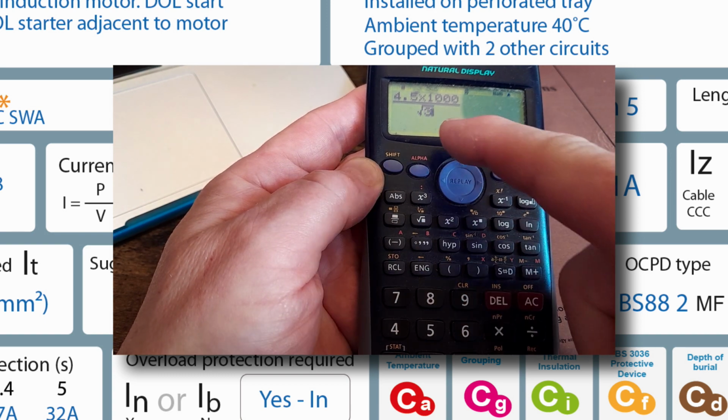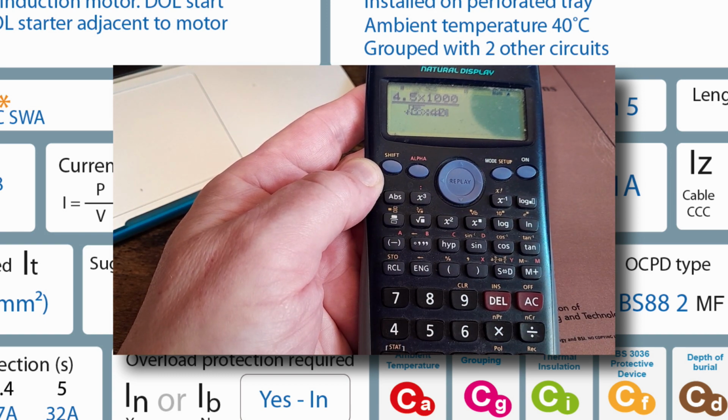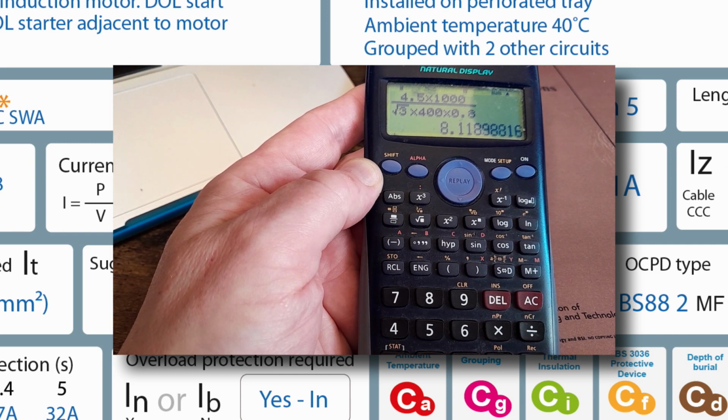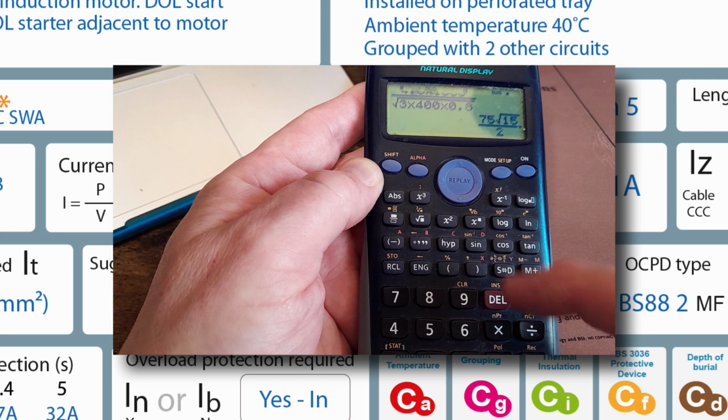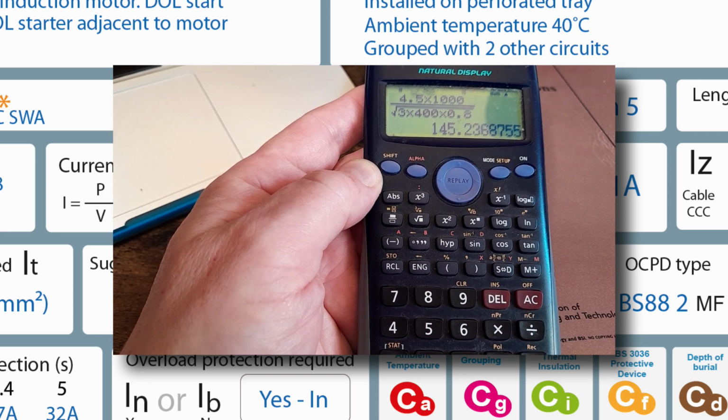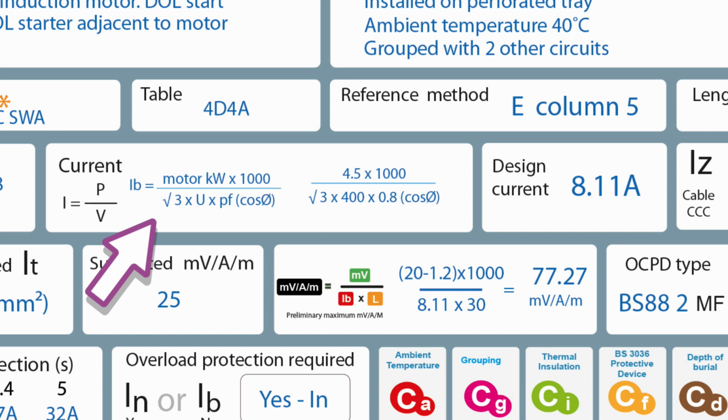But you want to be a little bit careful here. You really want to square root the 3. You're not square rooting the voltage and the power factor as well. I've sped this up a little bit, but as you can see, the first time I do it, I'm only square rooting the 3. You notice the second time I do it, I've square rooted the whole of the bottom line, the voltage and the power factor, and you get a vastly different number. So anyway, we have our design current, which is 8.11 amps.